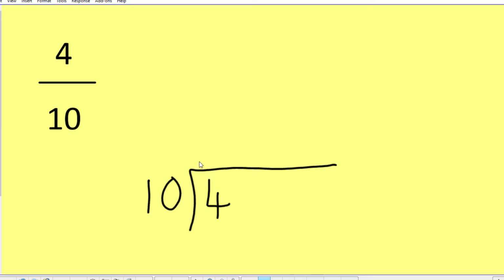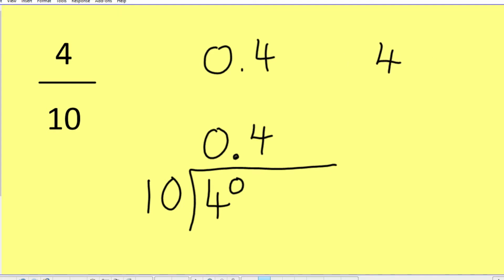Okay, last one, 4/10. Again, 10 on the outside, 4 on the inside. So 10 into 4 can't go. 10's into 40 goes 4 times, no remainder. So 0.4. And just to check, it's not 4%, it's 40%. You multiply by 100, which means you move the decimal place 2 to the right. So 1, 2. Decimal place moves there, and any gaps you fill with zeros. So that's 40%.